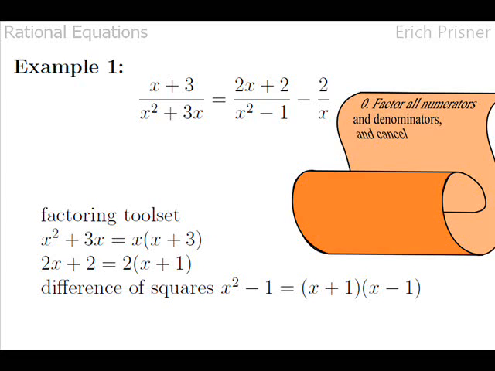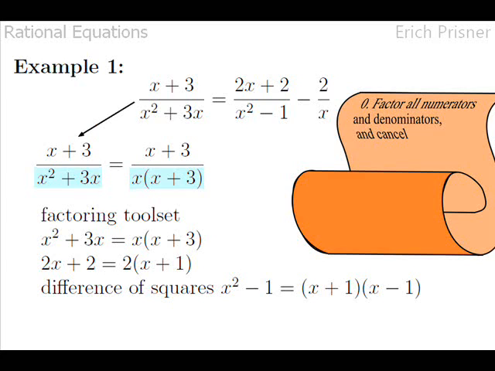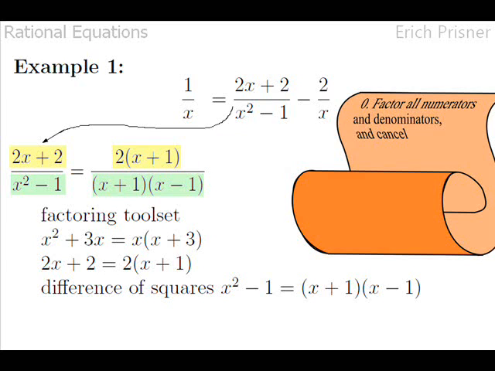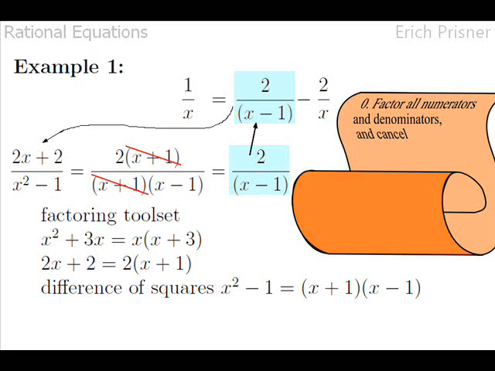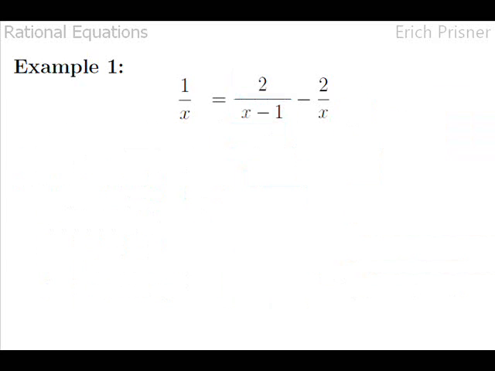Then the rational expressions with numerators and denominators completely factored and common factors cancelled are as follows. (x plus 3) over (x squared plus 3x), so we factor the denominator, we get (x plus 3) over x times (x plus 3), and we cancel the x plus 3, so we get 1 over x. And the other one, (2x plus 2) over (x squared minus 1), we factor both numerator and denominator, we get 2 times (x plus 1) over (x plus 1) times (x minus 1). We cancel the common factor of x plus 1 and we get 2 over (x minus 1). Therefore, the hammer equation really looks a little more innocent. It's 1 over x equals 2 over (x minus 1) minus 2 over x.